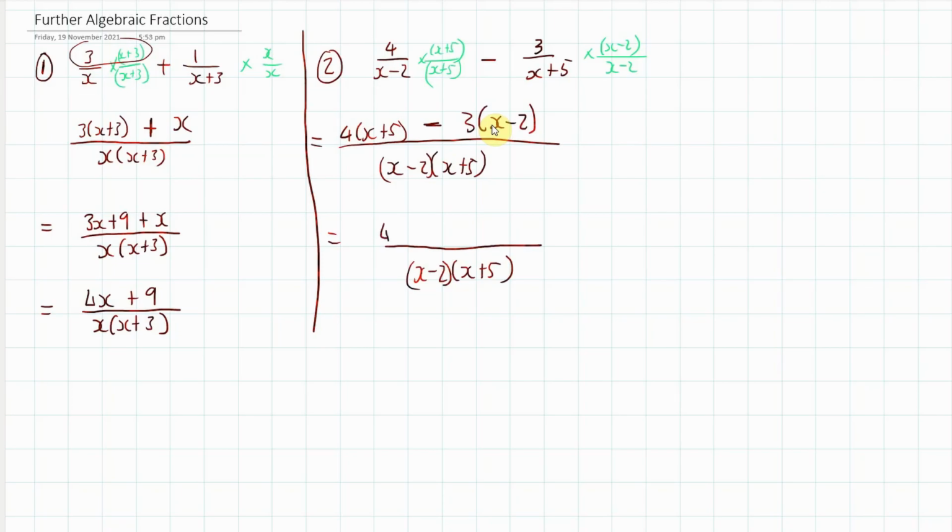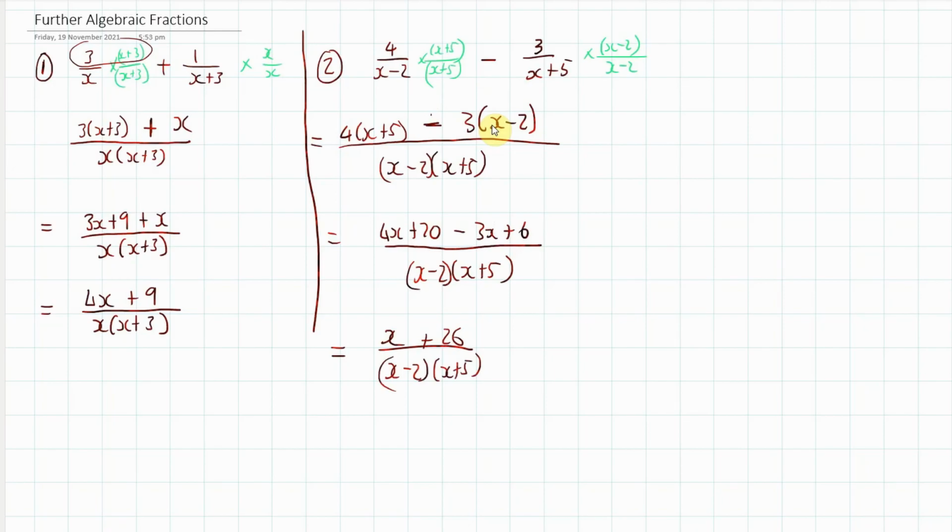And we get 4x plus 20, take away 3x. Now be careful because this minus, it's a minus 3. Minus 3 times x is minus 3x. But minus 3 times minus 2 is positive 6. So it'll be positive 6 here. And the last step will be to gather the like terms. So we'll get x on the top, plus 26, all over x minus 2 bracket x plus 5. And that would be that one.